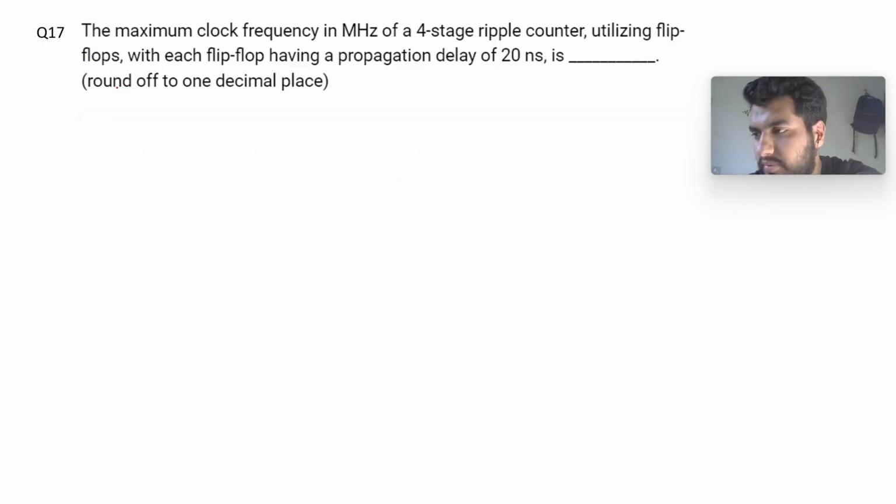Now, question number 17. It states that the maximum clock frequency in megahertz of a 4-stage ripple counter utilizing flip-flops, with each flop having a propagation delay of 20 nanoseconds. We saw this question earlier.